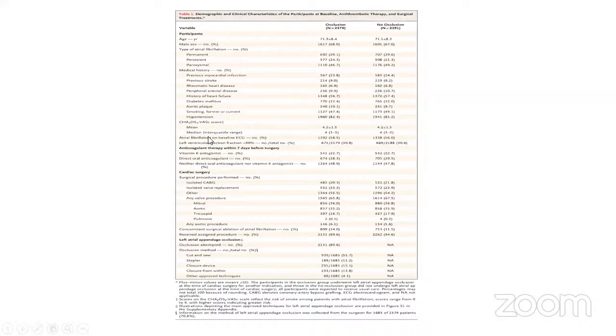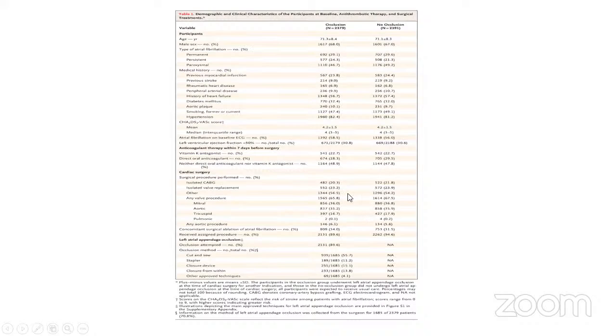The mean CHA2DS2VASc score across the two groups was 4.2. And the left ventricular ejection fraction of less than 50%, or left ventricular dysfunction, was found in about 30% across the two groups. About half of these patients were on oral anticoagulation, whether with vitamin K antagonists or warfarin or direct anticoagulants. And about the other half were not receiving any anticoagulation at all.